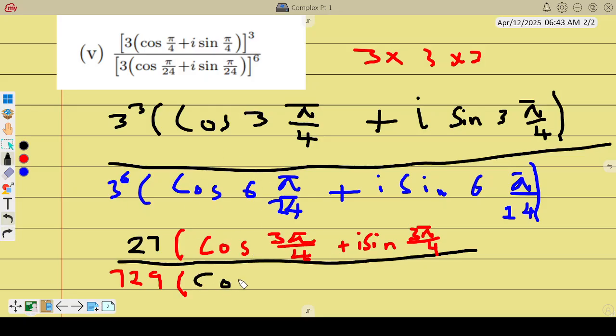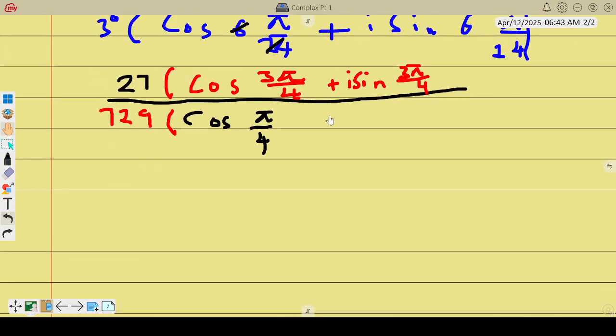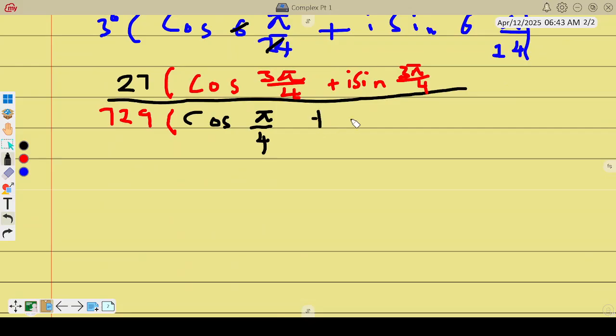So here we're going to have cos, 6 into 6, 6 into 24, it's 4. Okay, and then plus i sine. So here 6 into 6, 1, and then 6 into 24, it's 4. So from here we can now say we have 27 and 729.